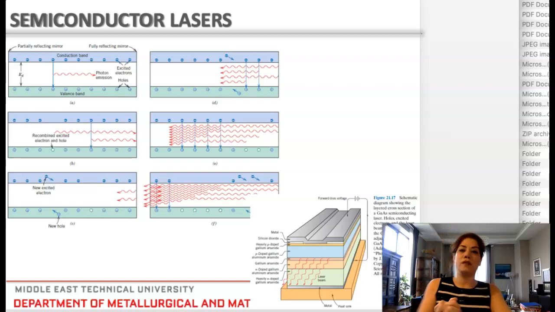All right, so this is pretty much it. We're concluding chapter 21, I believe, the optical properties. And after this, we will be getting into thermal properties, which is chapter 19, I believe.